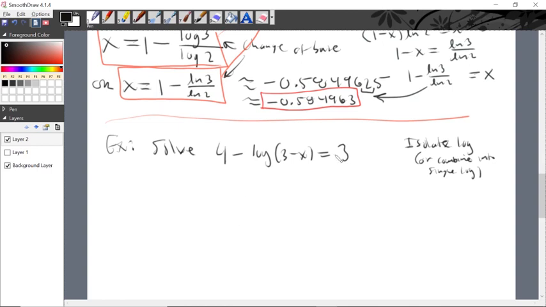I'm going to start by subtracting 4 from both sides. So I have negative log of 3 minus x is equal to negative 1 after subtracting 4 from both sides. And then I'm going to multiply both sides by negative 1, so we get the log of 3 minus x is equal to 1. Now it is isolated.